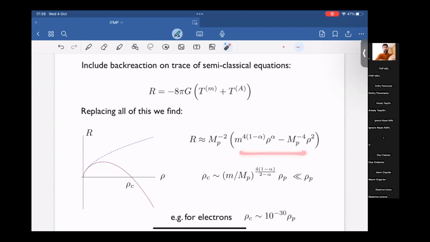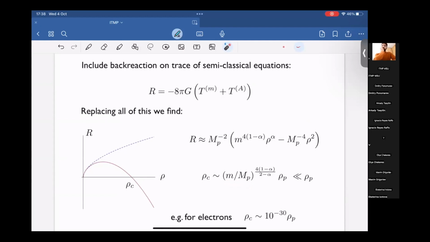If you solve this equal to 0, the answer is not the Planck scale, as you might have naively thought, but rather this number over here. So it is the Planck density multiplied by this prefactor. This prefactor involves the ratio of the mass appearing in your equation of state, which could be the mass of the fermion or whatever particle you have in the theory, over the Planck mass. So this is going to be a very small number, and it's raised to a positive power because alpha goes between 0 and 1.